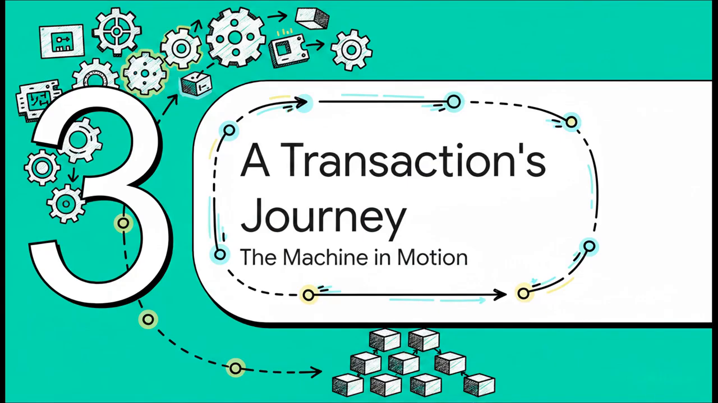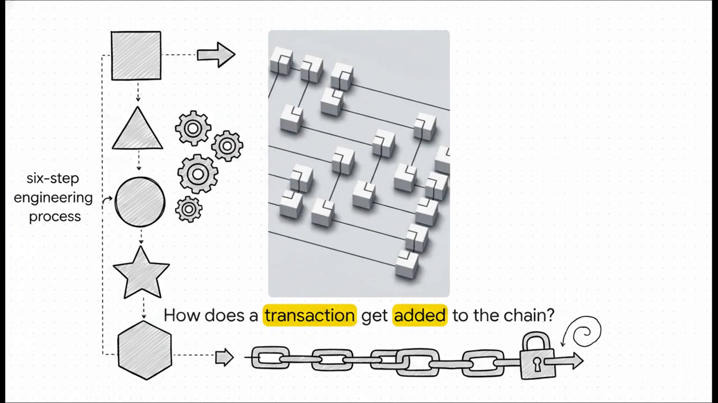Okay, so we've got all 10 pieces of our machine laid out on the table. Now for the fun part. Let's put it all together and watch this thing run. We're going to follow the exact journey of a single transaction, from the second it's created to its final permanent home on the chain. So, yeah, how does this actually happen?